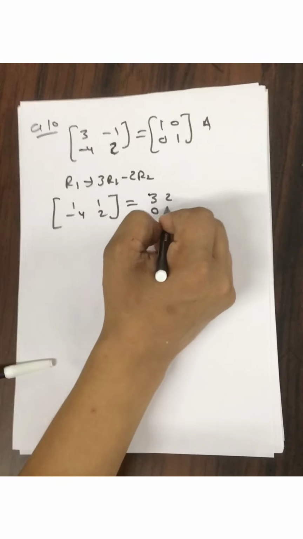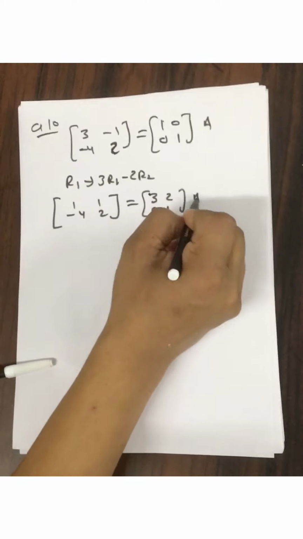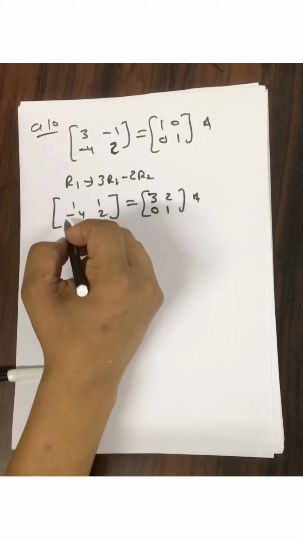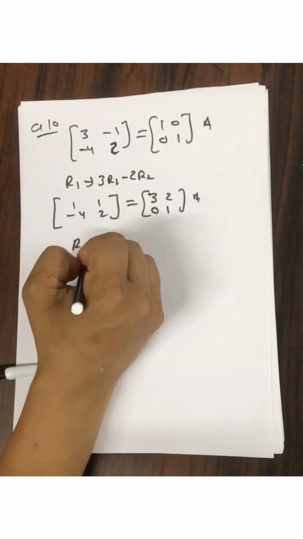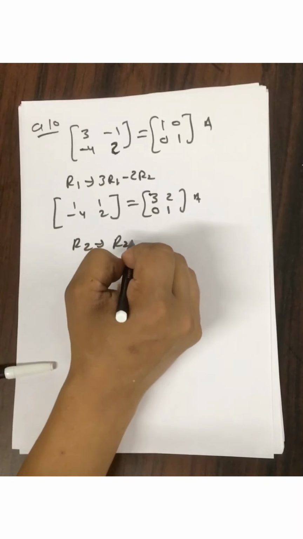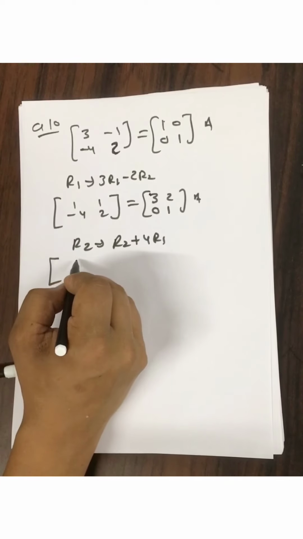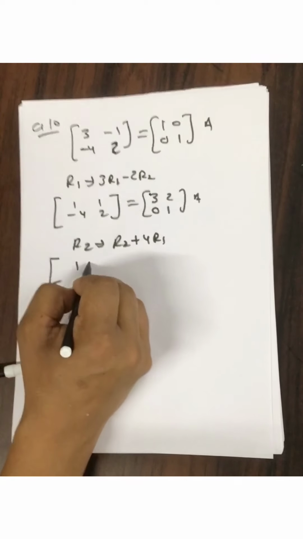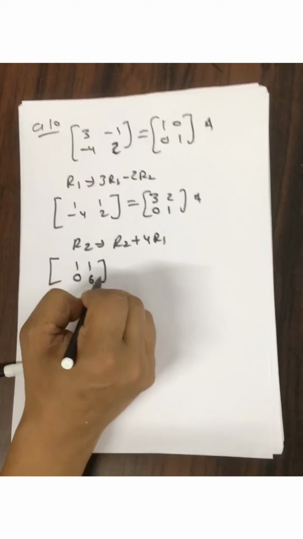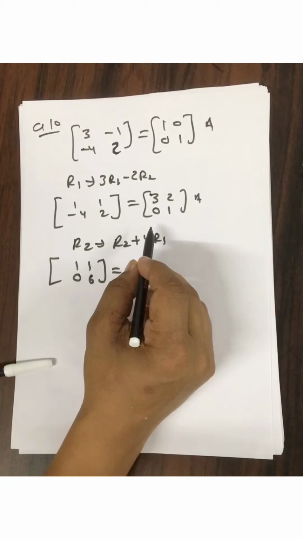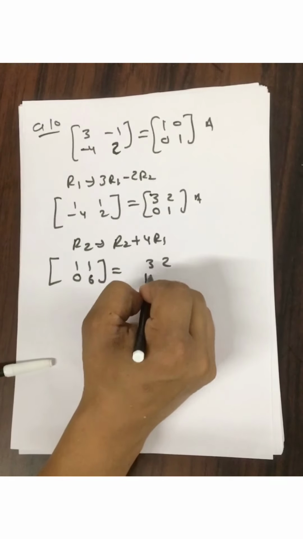3 2 0 1. Correct? Because you multiply by 3, then we have to get it. So R2 plus 4 R1 will get 0 over here. How much will this come? 1 1 0 6. Oh yes, equals to, and this will come 3, this will come 2 12 and 9.